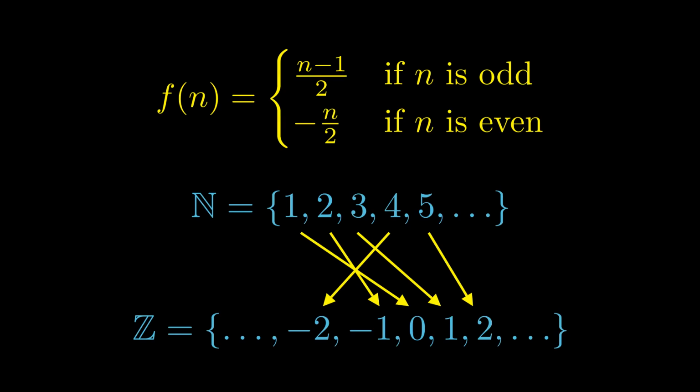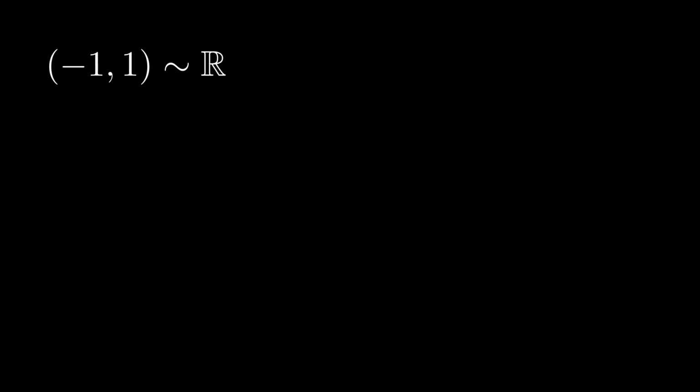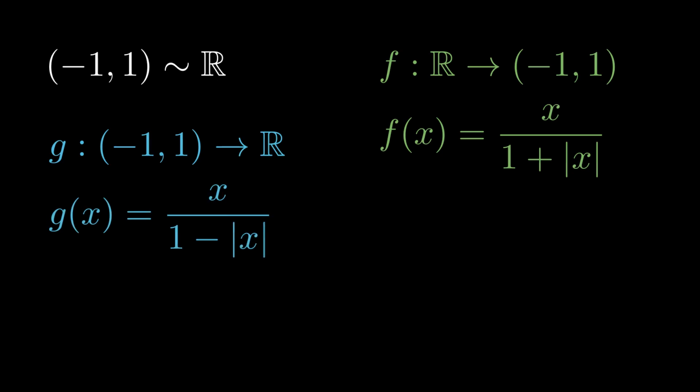And this is not the only function that would make this work. Let's look at another example of two sets with the same cardinality: the interval negative 1 to 1 and the whole real number line. There's a number of ways to show this, but consider the function f from the reals to the interval negative 1 to 1, defined by f of x equals x over 1 plus the absolute value of x. And also consider the function g from negative 1 to 1 to the reals, defined by g of x equals x over 1 minus the absolute value of x.